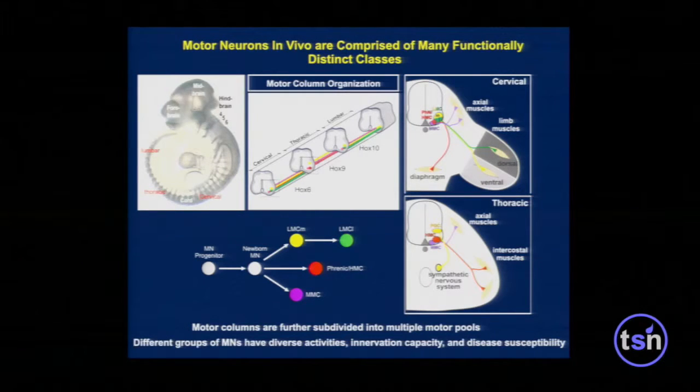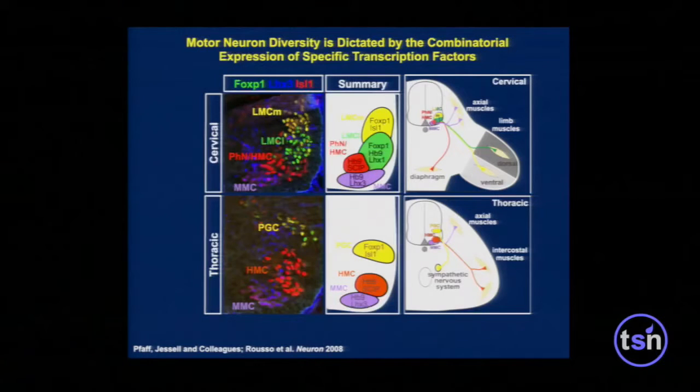Another point I want to bring up is that these different motor neurons have diverse activities, even at the electrophysiological level. They have clearly different innervation capacities, and it's also been noted that in terms of pathologies there are different disease susceptibilities. Certain neurodegenerative diseases like ALS tend to affect the distal projecting motor neurons more than the proximal ones. With SMA, it's the reverse. So how can we approach this?